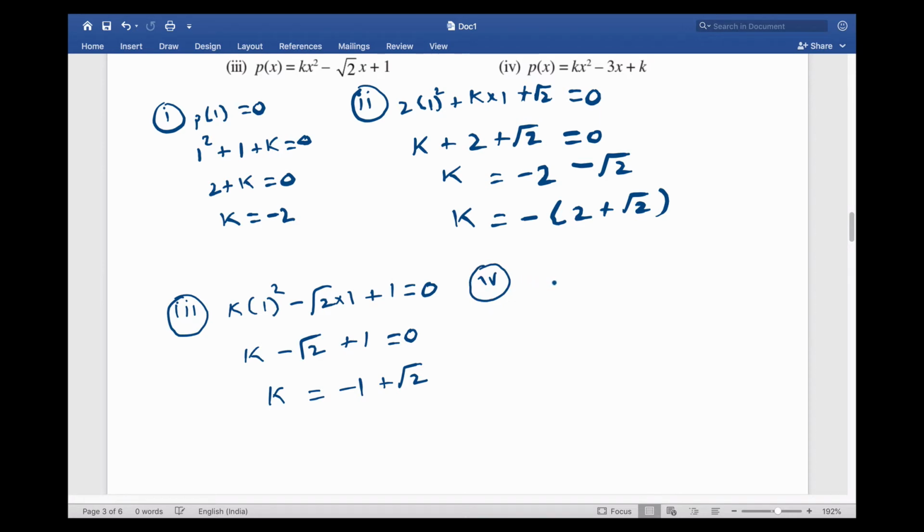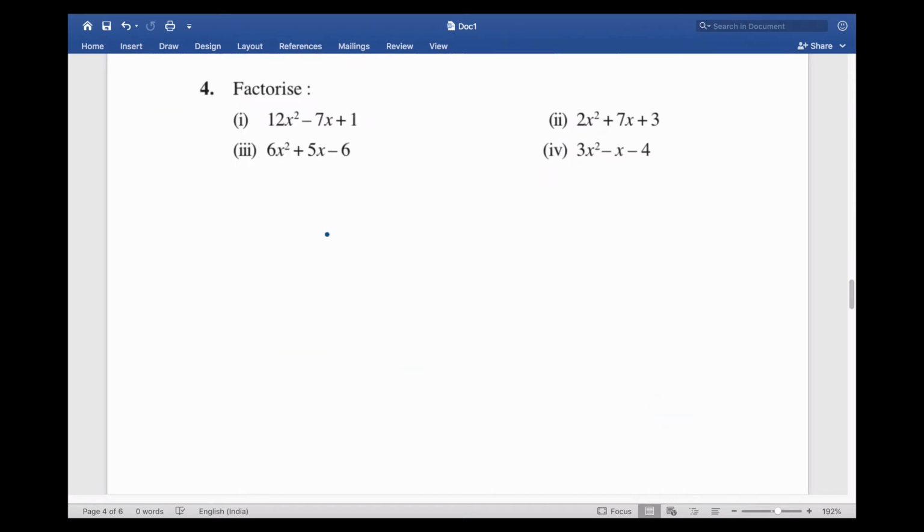Again we'll substitute 1. So I will have k into 1 square minus 3 into 1 plus k is equal to 0. So k into 1 is k over here, minus 3 into 1 is minus 3. So I will get k plus k minus 3 is equal to 0. So minus 3 goes to the other side and I get 2k is equal to 3 and k is equal to 3 by 2.